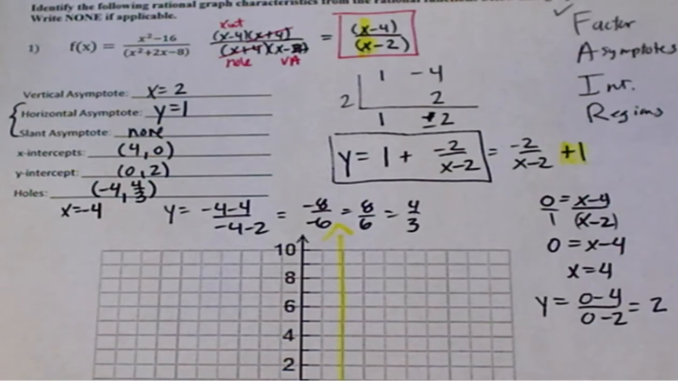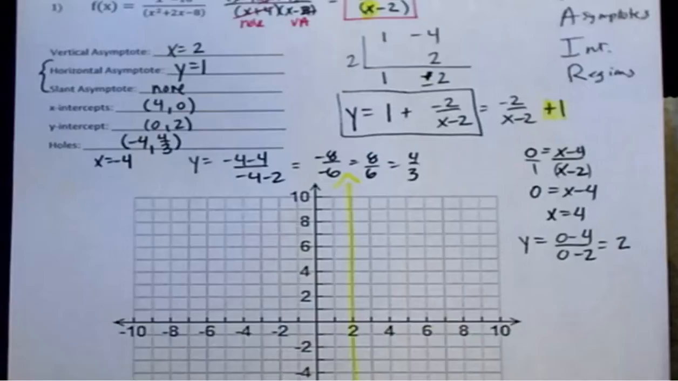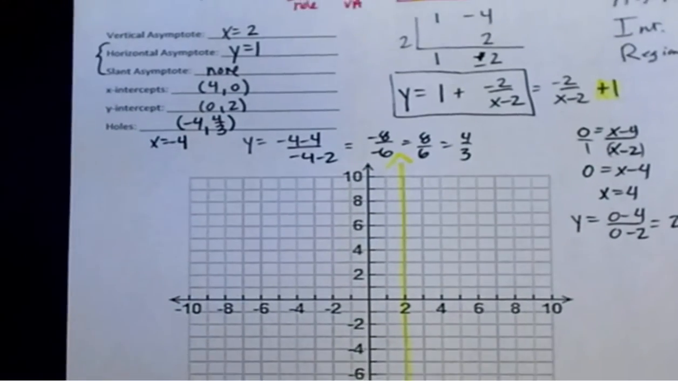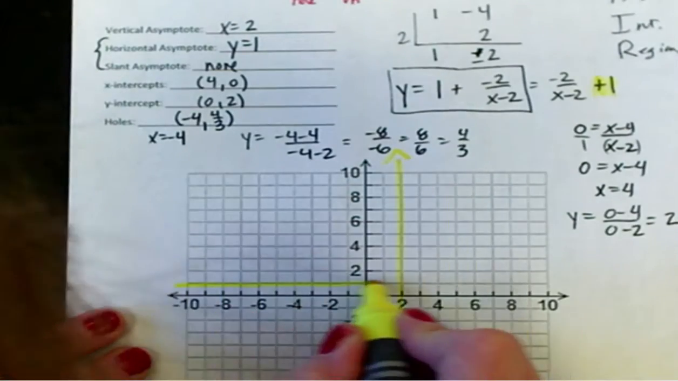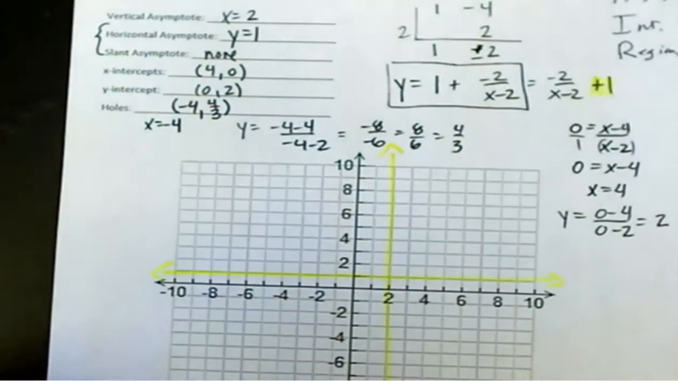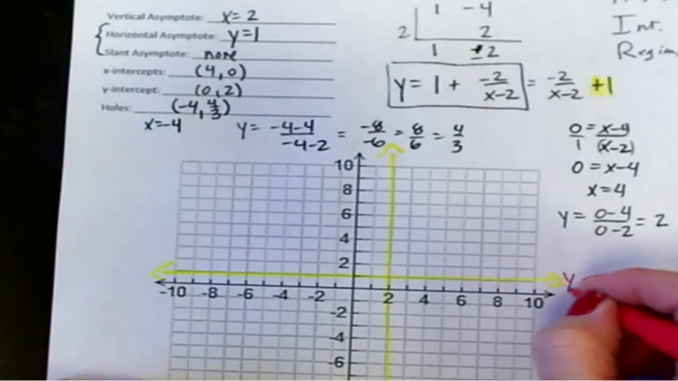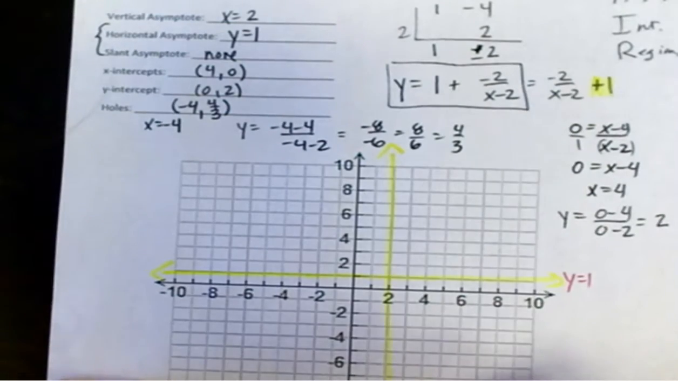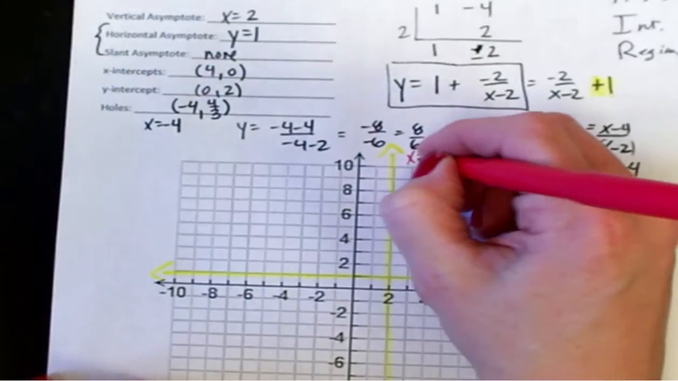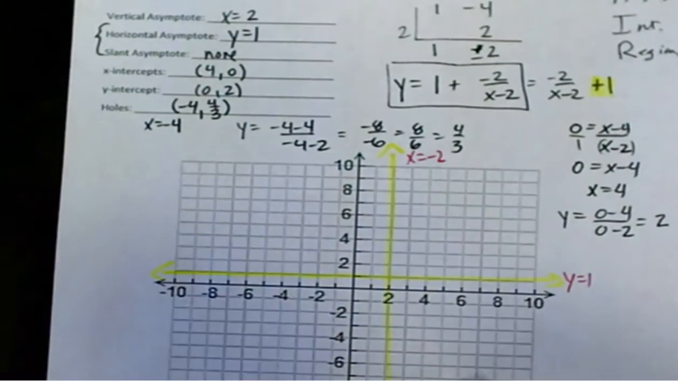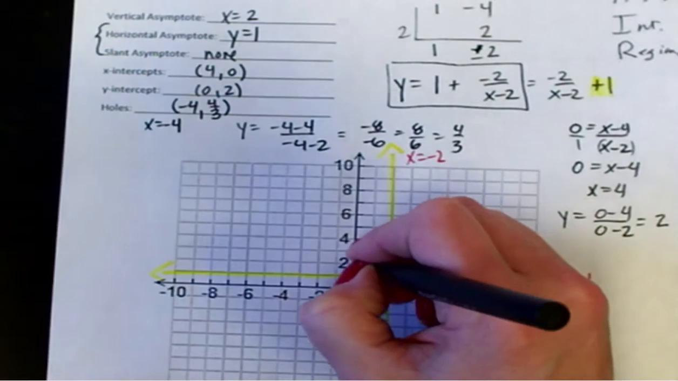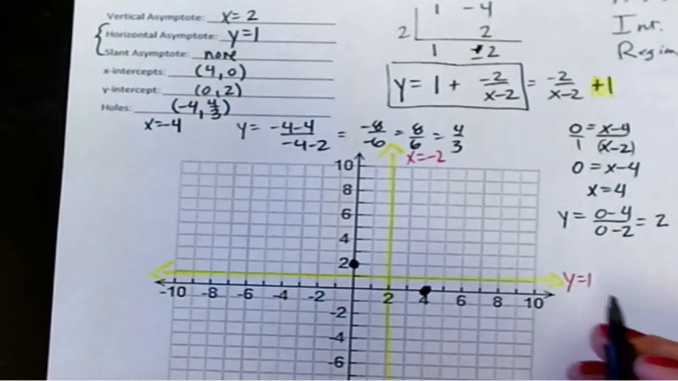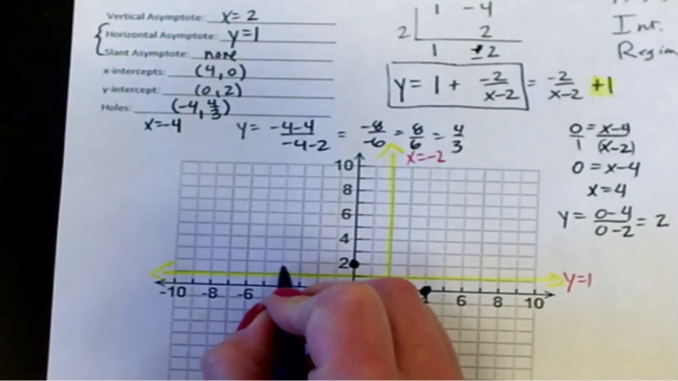Okay, so now I'm going to take all of those things and I'm going to try to put them on my graph. Positive 1. Okay. Y equals 1. X equals 2. And points. 4, 0, 0, 2. Negative 4, negative 4 thirds.